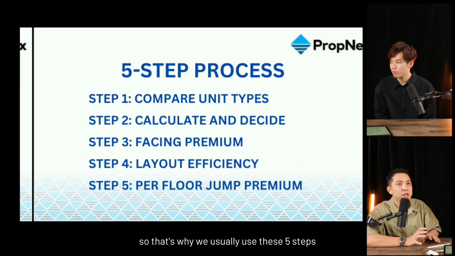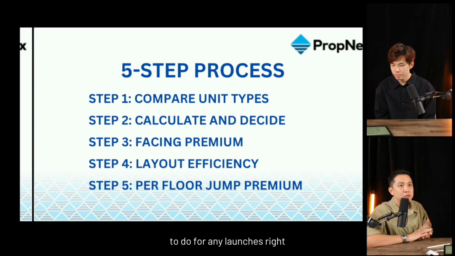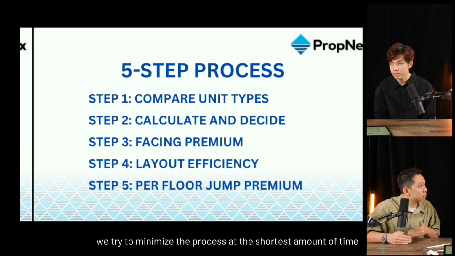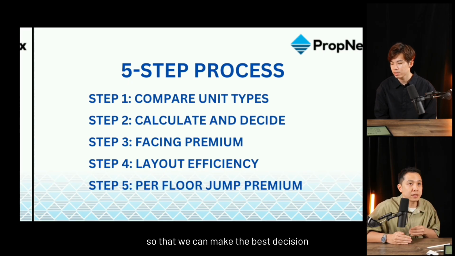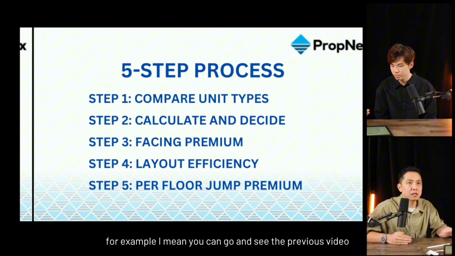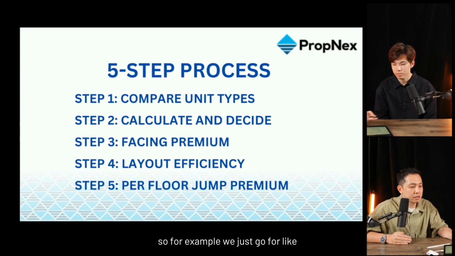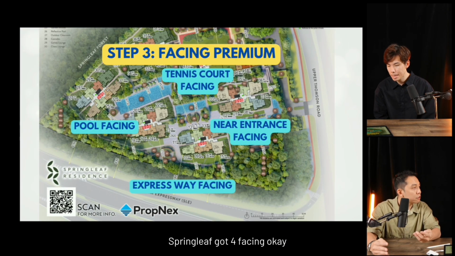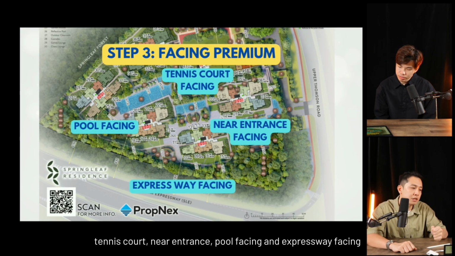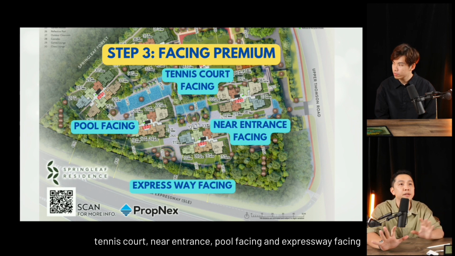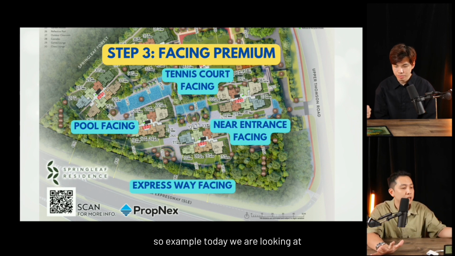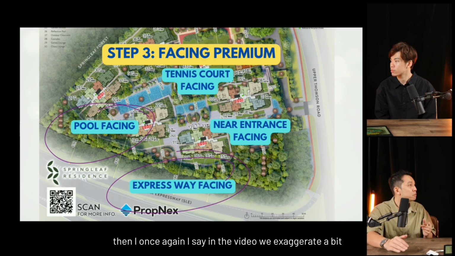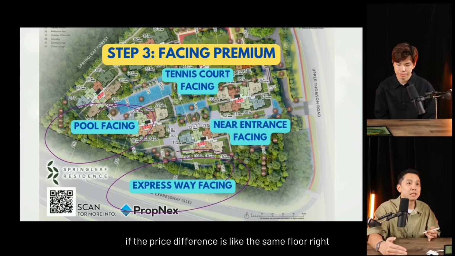So that's why we usually use these 5 steps for any launches, so that we are very clear. We try to minimize the process to the shortest amount of time so that we can make the best decision. For example, you can go and see the previous video. So for example, this set 3 is Spring Leaf. Spring Leaf got 4 facings: tennis court, near entrance, pool facing, and expressway facing. Today we are looking at the pool facing and the expressway facing. Then once again, same as the video, we exaggerate a bit. If the price difference is like the same floor, right?